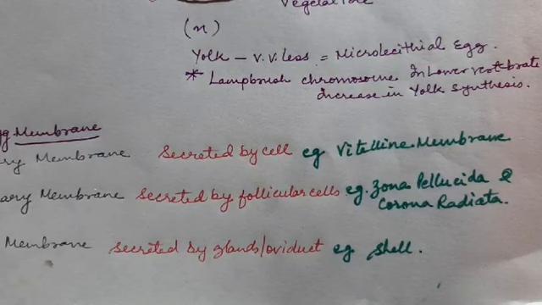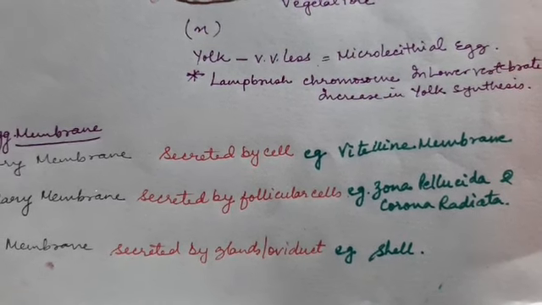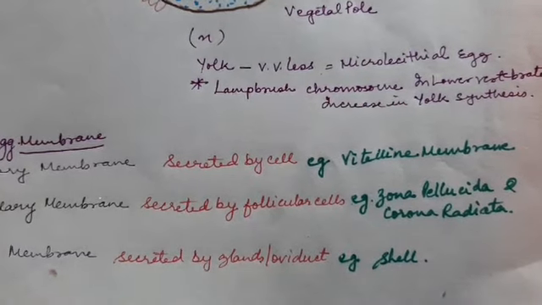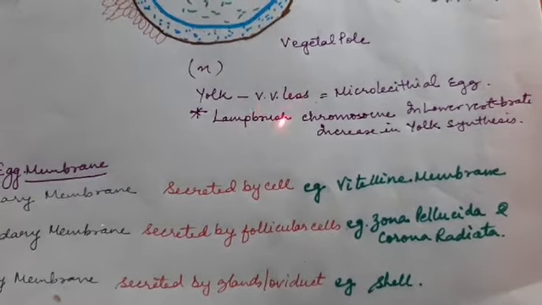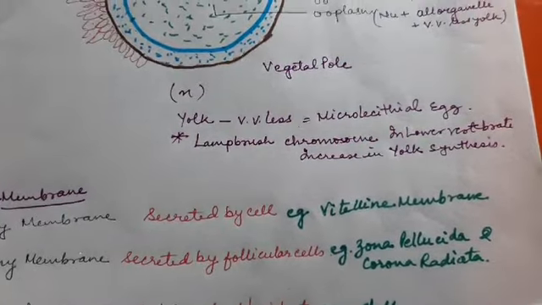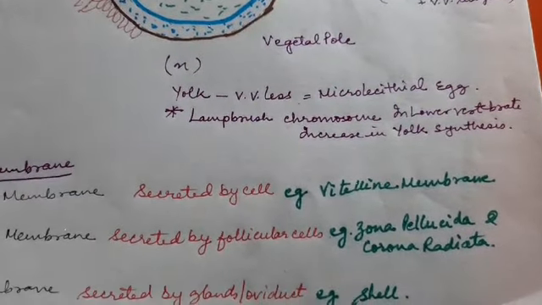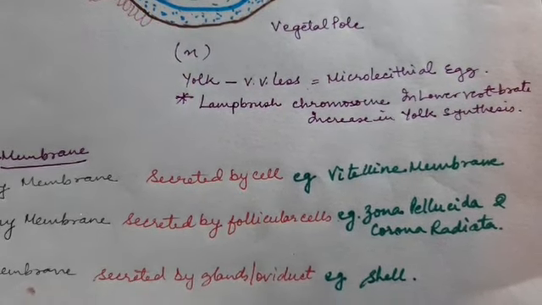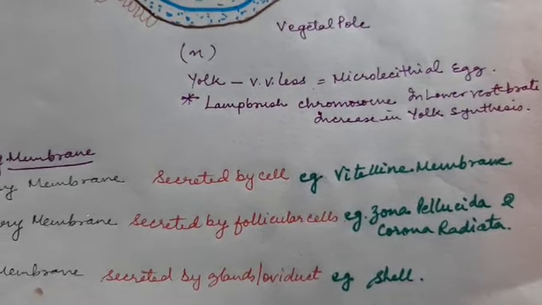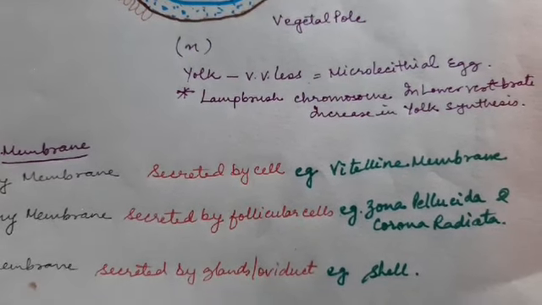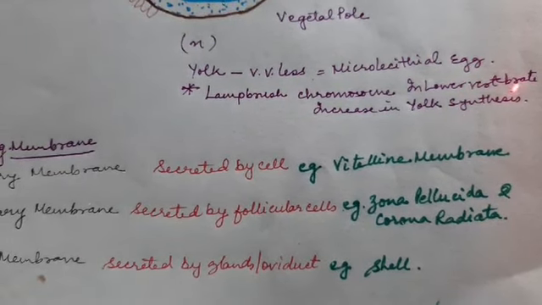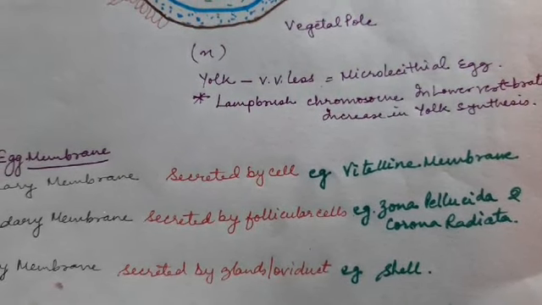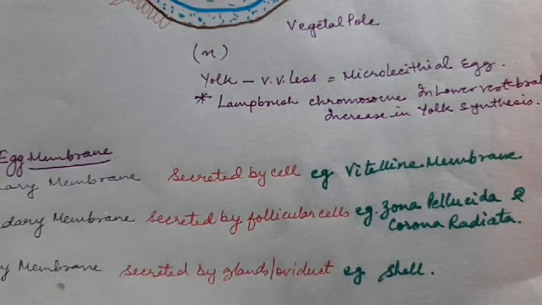In case of other animals, for yolk synthesis, there is a special type of chromosome present, and these chromosomes are called lampbrush chromosomes. They appear and help in yolk synthesis. They are not seen in human beings. Lampbrush chromosomes appear only in lower vertebrates, and the role of these chromosomes is to increase yolk synthesis.